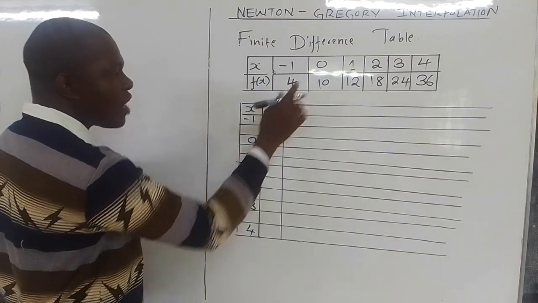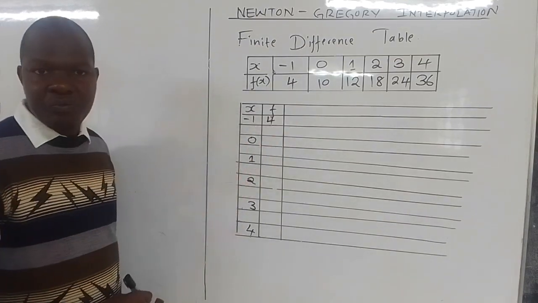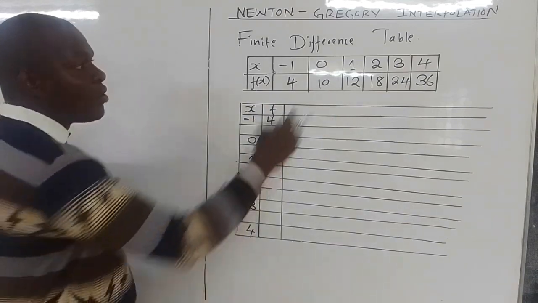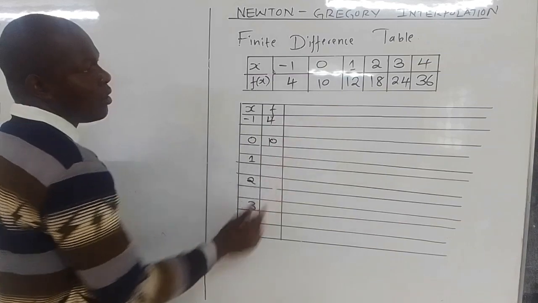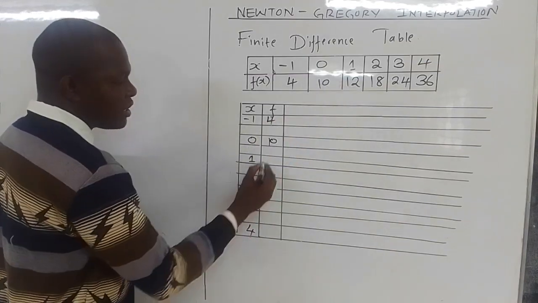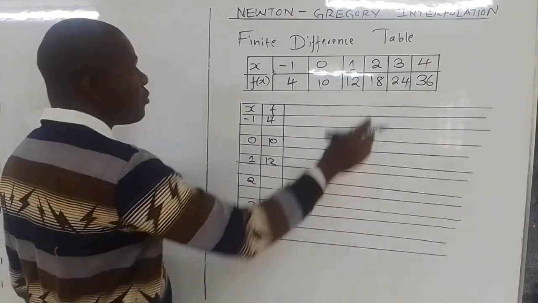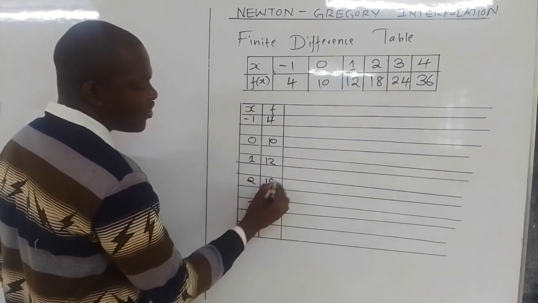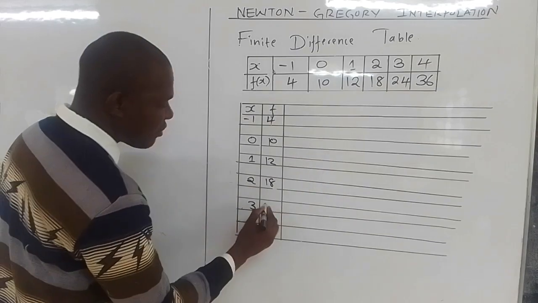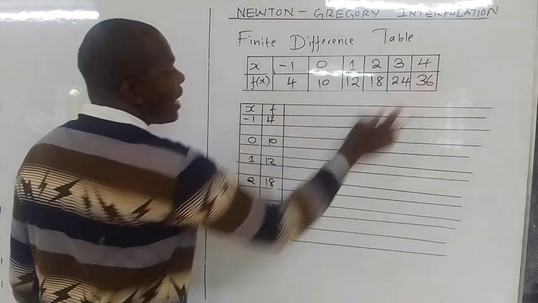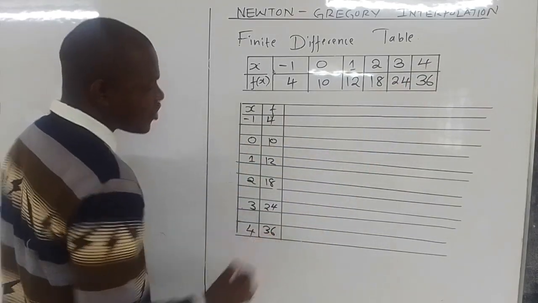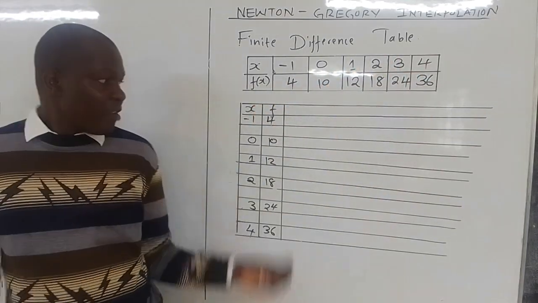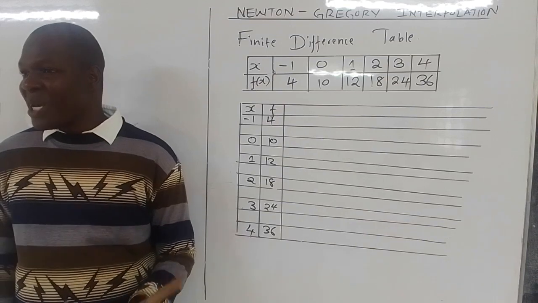Now you put the f values. When x is -1, you'll be told f of x is. When x is 0, you'll be told f of x is. When x is 1, f of x is 12. When x is 2, f of x is 18. When x is 3, f of x is 24. When x is 4, f of x is 36. So you have transferred the data you've been given into the finite difference table, isn't it?